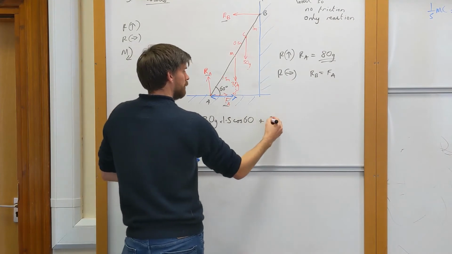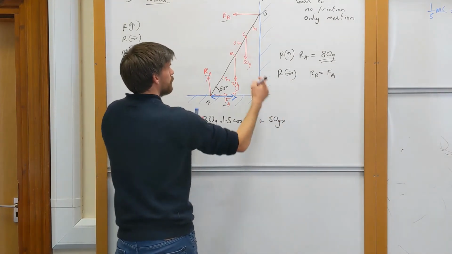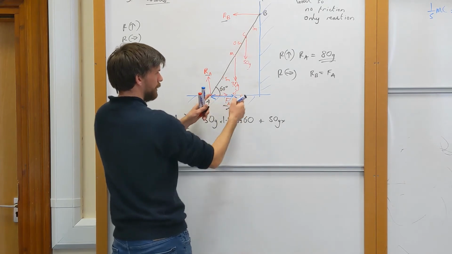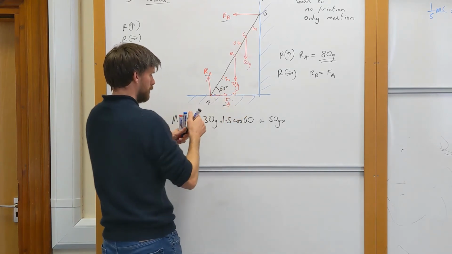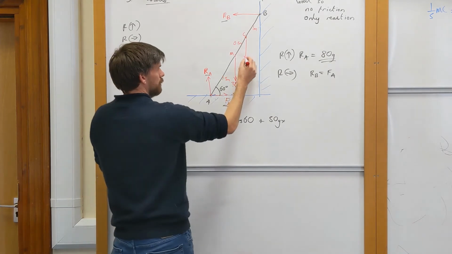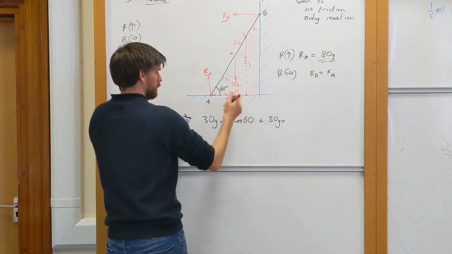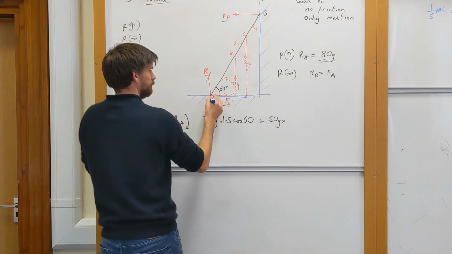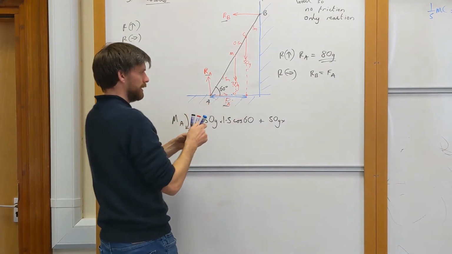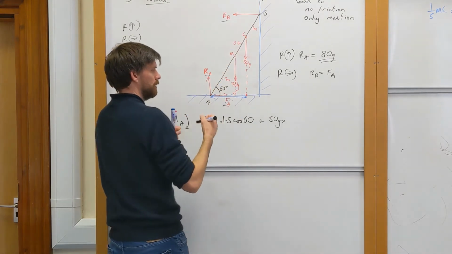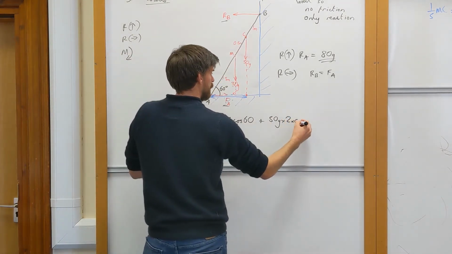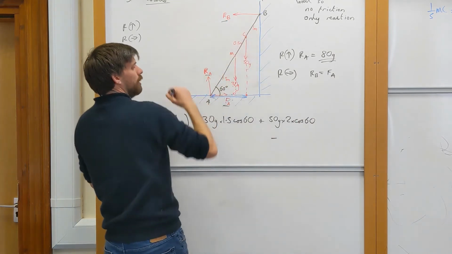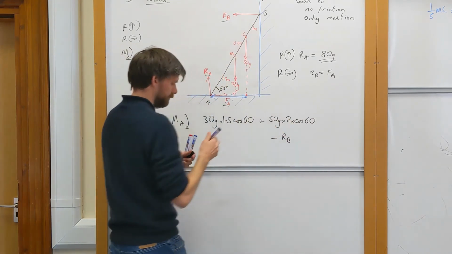Plus 50g times, so that distance there is 2 metres. Perpendicular distance is this bit down here. So if I remove that one, for my 50g force, if it comes all the way down to that point there, this distance down here is my perpendicular distance. So that's 2 metres, again, times cos 60, minus, so the RB is going the other direction.